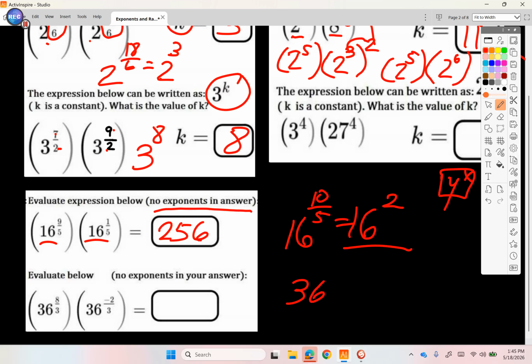And now 36 to the second power, because when you add these two up, it gives you 2 exponent, will give you 1,296.